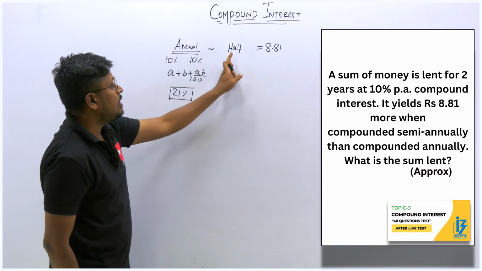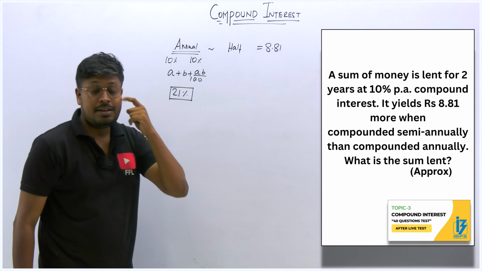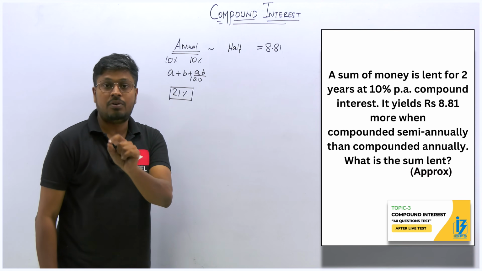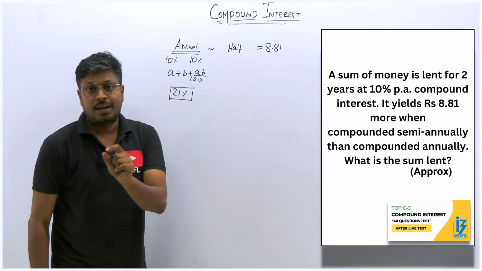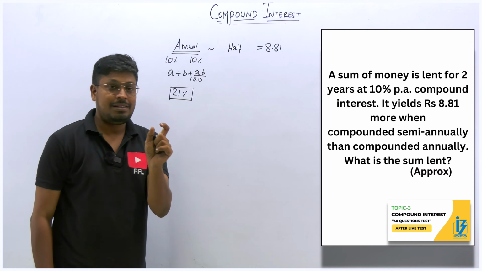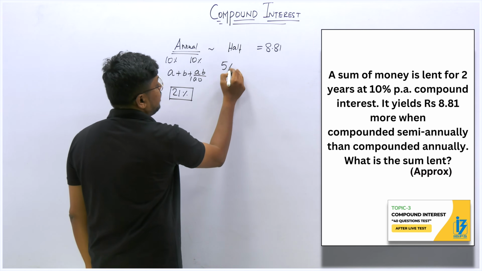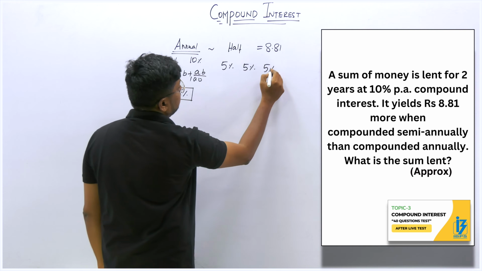So similarly, here we can find for half yearly. Half yearly means for 1 year we have 2 halves, and for 2 years we have 4 halves. And for 1 year, the total percentage is how much? 10%. For half yearly, we can say 5%, 5%, 5%, 5%.